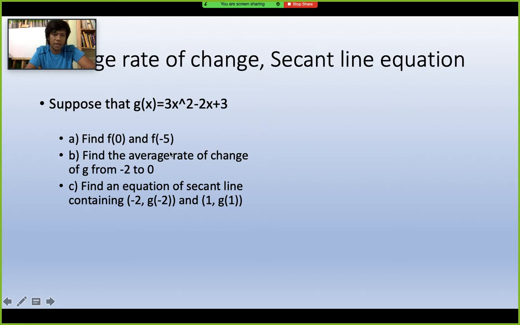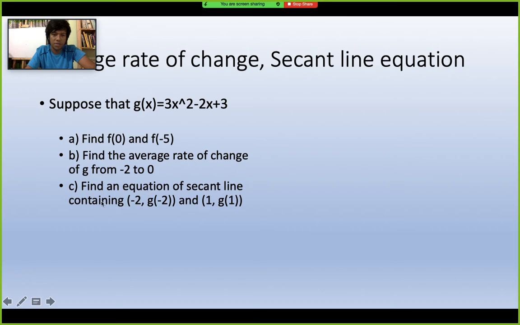This is from the second line. So some function is given here. You have to find f of 0. That means if you put 0 for x, what is the answer? If you put minus 5 for x, what is the answer? You need to give a try to find out the answers for that. Then find the average rate of change of g from minus 2 to 0. That means you have to put minus 2 and 0 here. And then from the obtained points, you will need to find out the slope. Okay, because average rate of change indicates actually the slope.